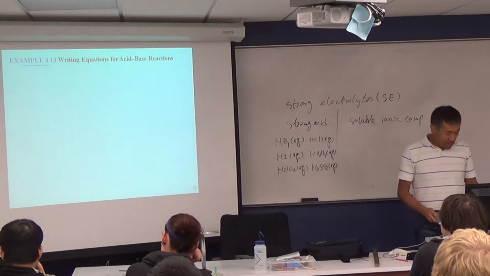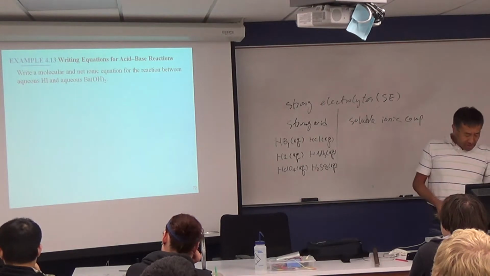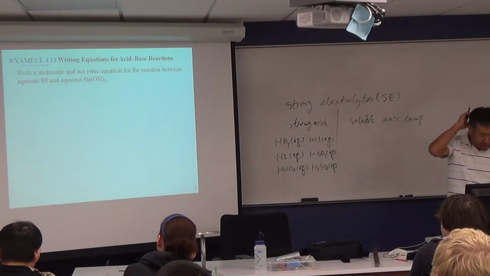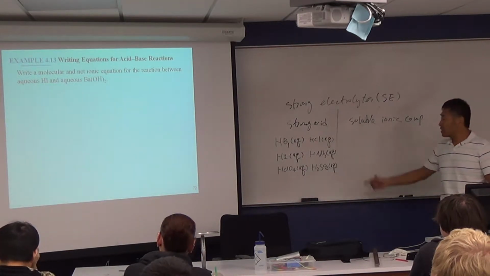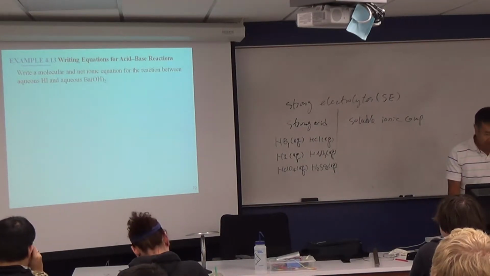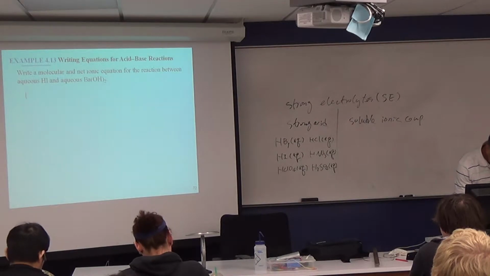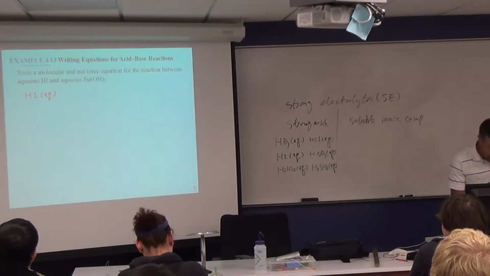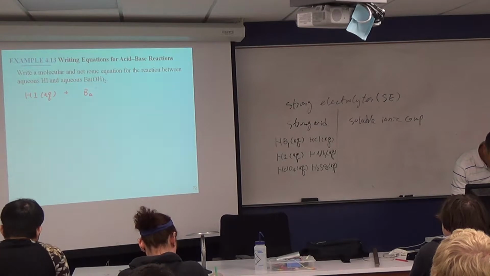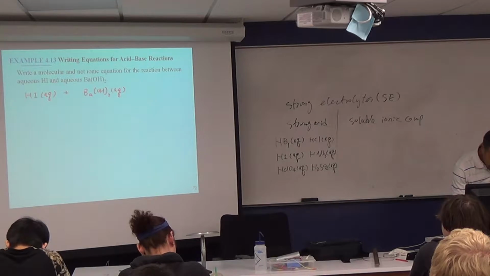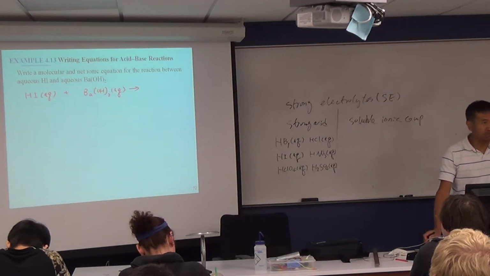Alright, so let's do some practice writing the molecular equation and ionic equation for acid-base reactions. Again, very similar to what we did before, you have to be able to identify the reactants. The reactant for this problem is HI, and the state is aqueous. And the other reactant is barium hydroxide, Ba(OH)2, which is also aqueous. So these are our two reactants.